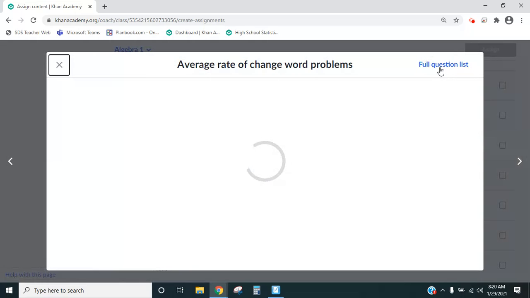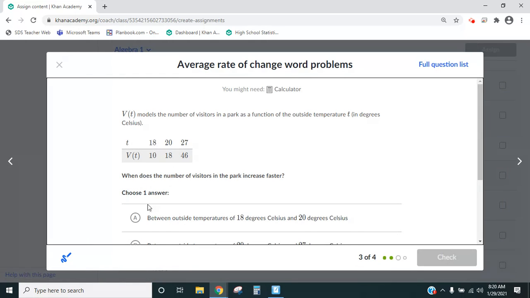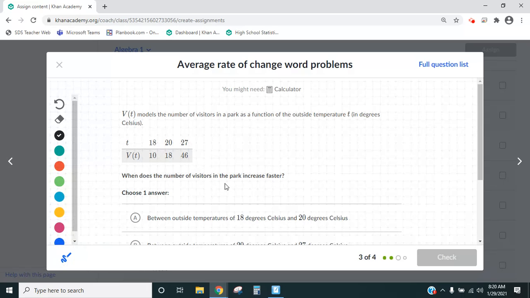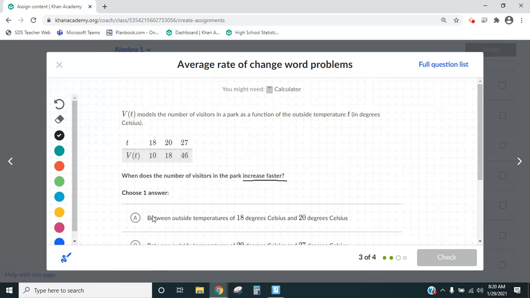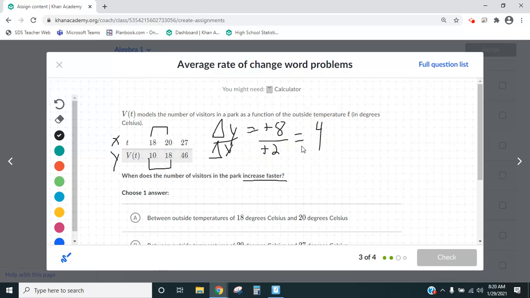Same idea. It says, when does the number of visitors in the park increase faster? Well, let's look here. Choice A says between outside temperatures of 18 and 20. So they're saying from 18 to 20. Remember, these are x's and these are y's. So the change in y is up 8. The change in x is up 2, right? So that average rate of change or slope is 4.